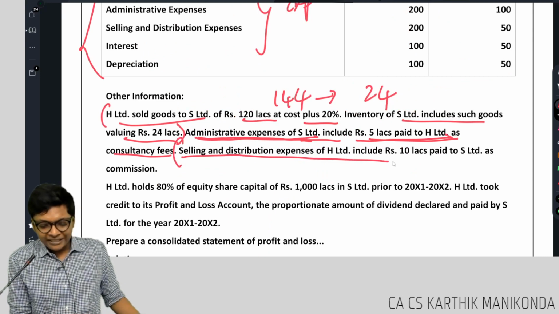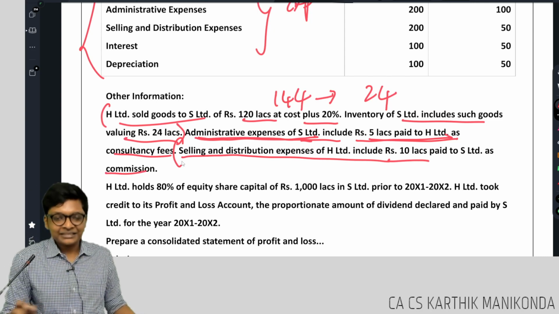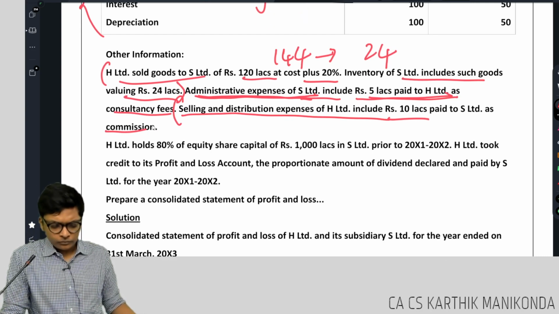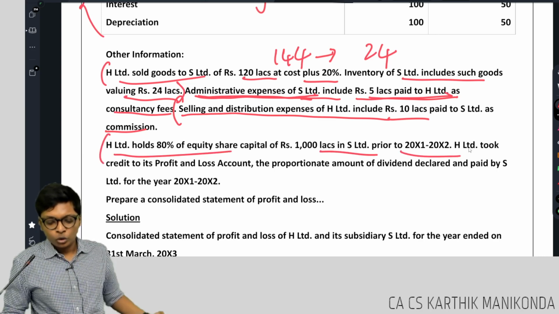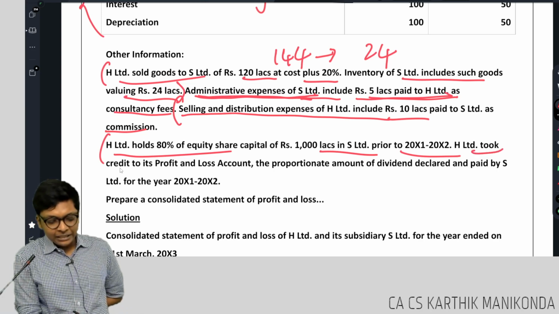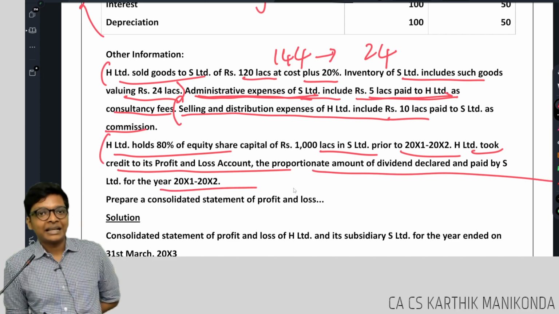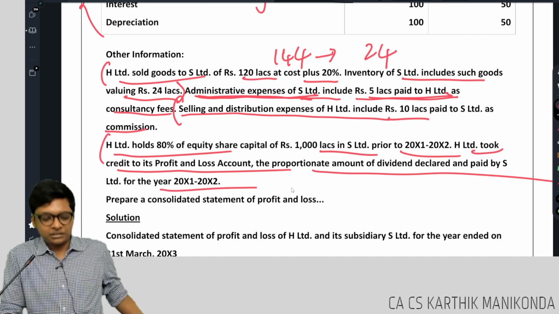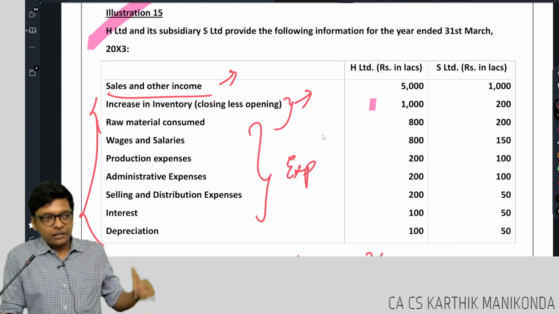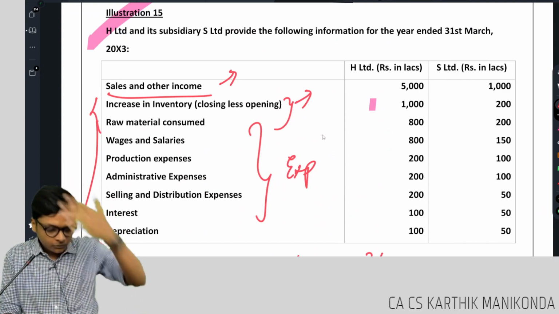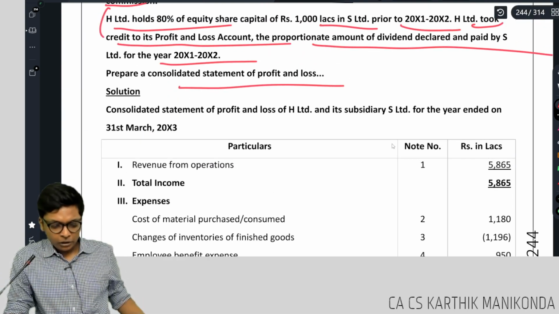Similarly, selling and distribution expense include 10 lakhs paid to S as commission. Then they are saying H holds 80% shares in S prior to 2001-12. H took credit to its P&L the proportionate amount of dividend declared and paid by S Limited. That we will come to it last. That's it. Prepare consolidated profit and loss. Start guys. Prepare the consolidated profit and loss account.